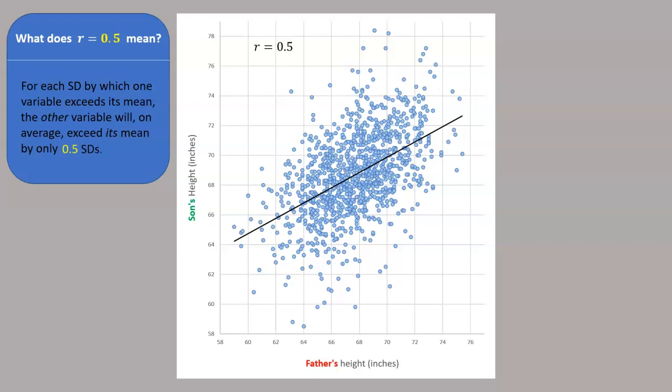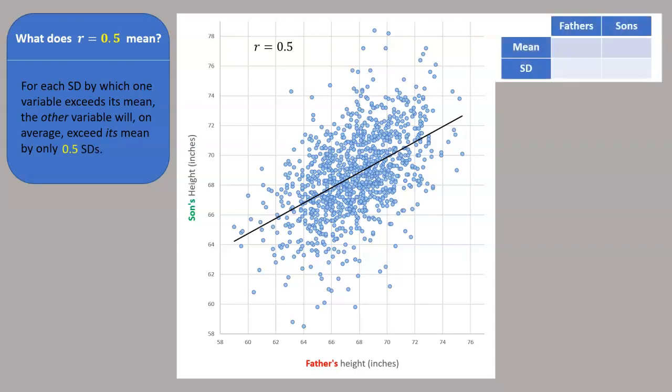To make this idea more concrete, we'll first need to know the means and standard deviations of the fathers and sons in Pearson's sample, which I'll record in this table. After a lot of arithmetic, Pearson found that the mean height of the 1,078 fathers in his sample was 67.7 inches, with a standard deviation of 2.7 inches. The mean height of the 1,078 sons was 68.7 inches, with a standard deviation of 2.8 inches.